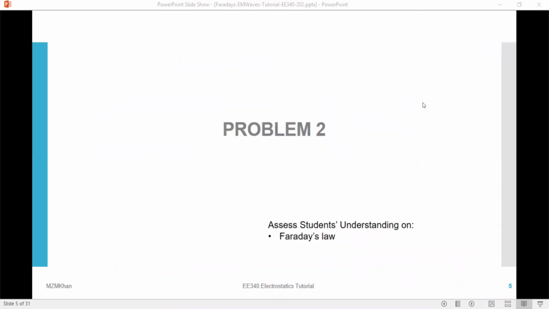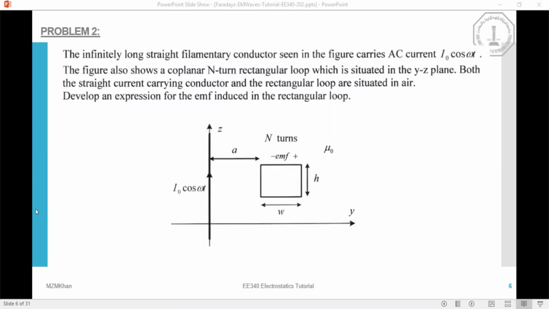So let's go to the next question. So here is another question. The question says that you have an infinitely long straight conductor as seen in the figure. This is infinitely long and it is carrying a current of I naught cosine omega t. So this is the current which it is carrying.